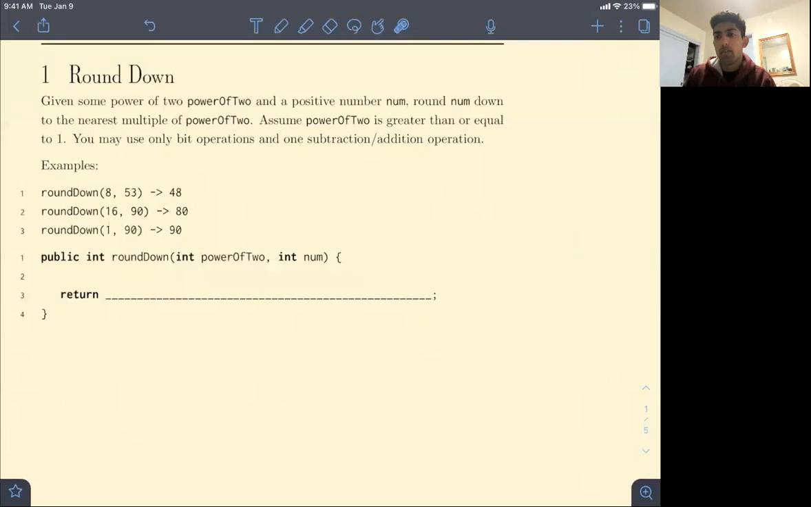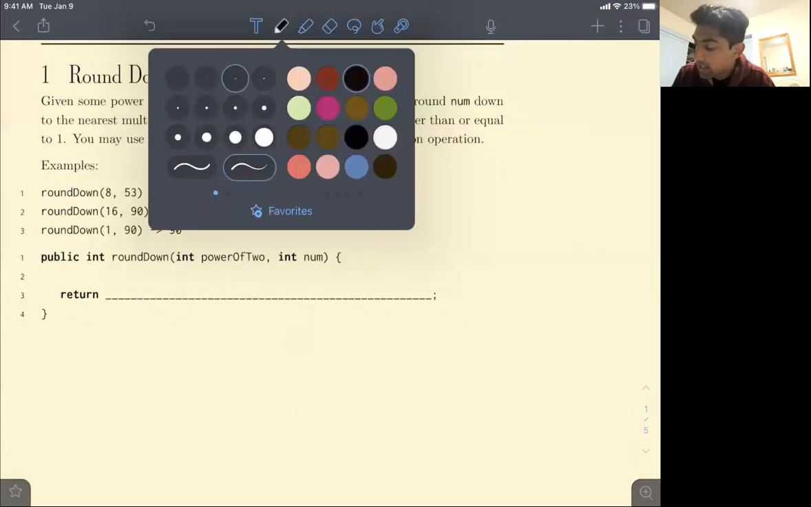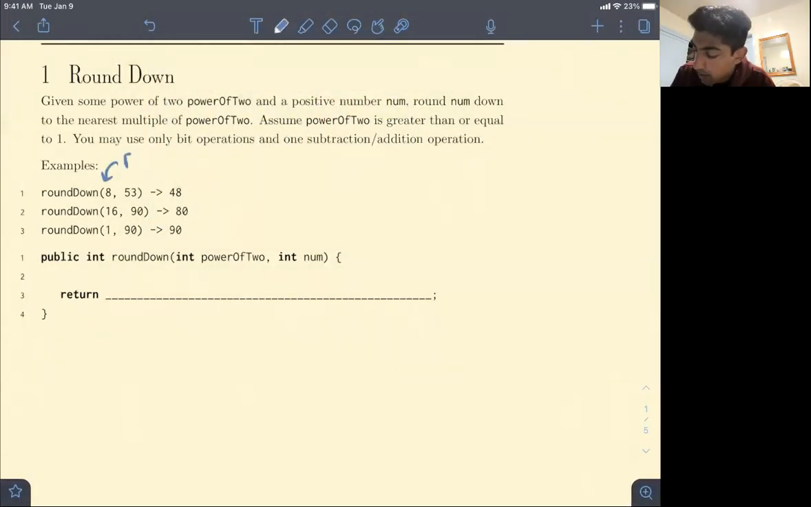So I think it's helpful. Let's first walk through the examples, then let's try to build up the intuition for the solution, and then let's turn it into code. So looking at these examples here, in each one of these examples, we have two numbers, right? The first one is our power of 2, and our second one is going to be our number, right? The one that we're actually rounding down.